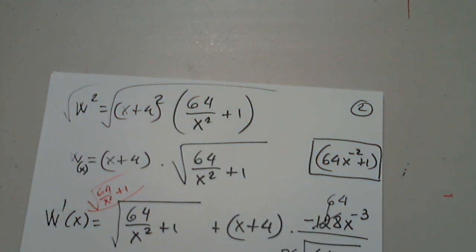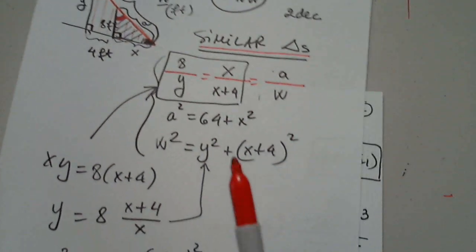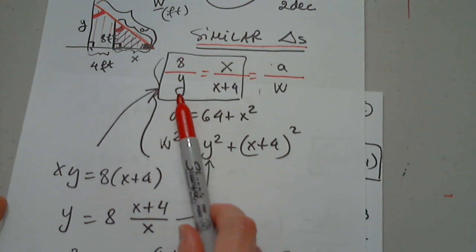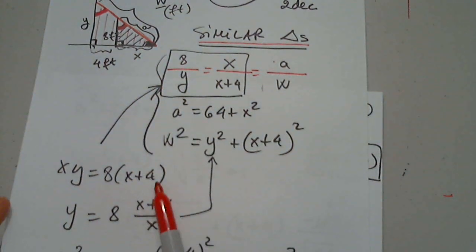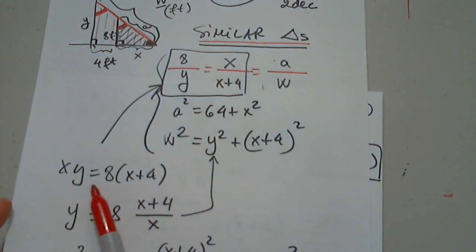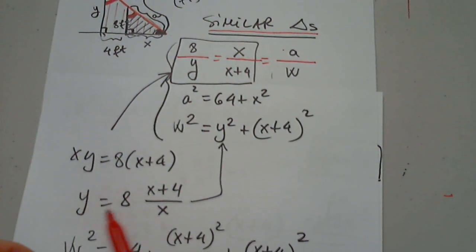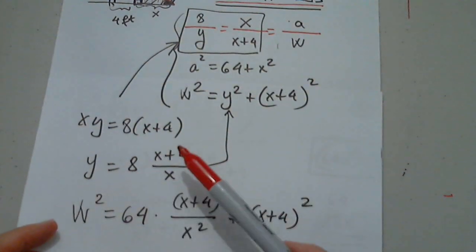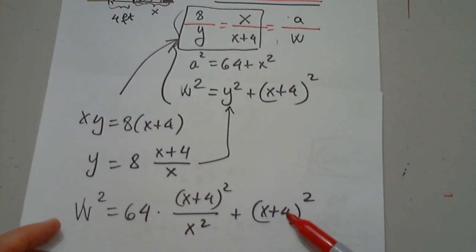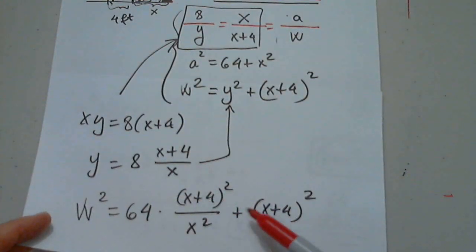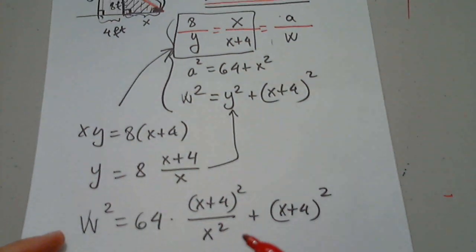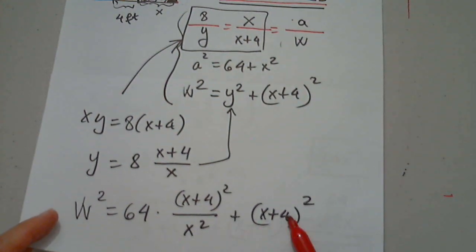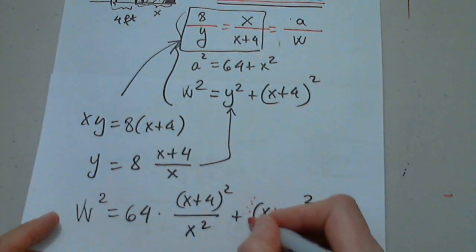So once we get to this, I removed y from here. I solved for y. So I had 8 times (x plus 4) and x times y. And then I solved for y to replace it in here, but I had to square it. 64(x plus 4) squared over x squared. Now, I realized that I can pull out this (x plus 4) squared, and I did. And then I was left with 64 over x squared but plus 1, because there is a 1 in here.